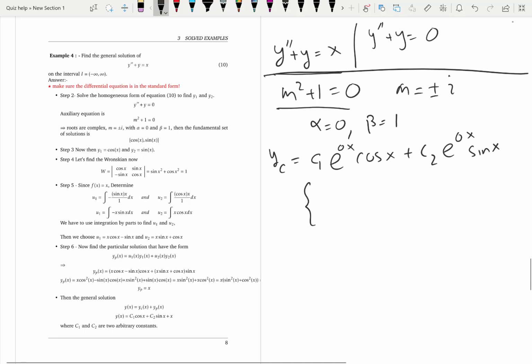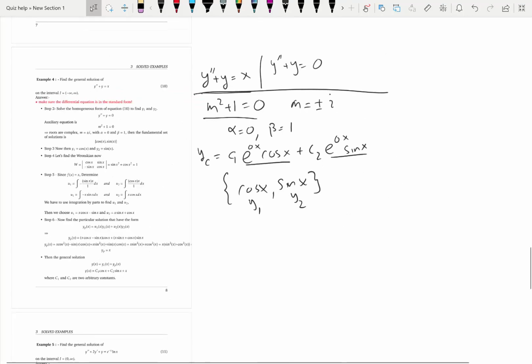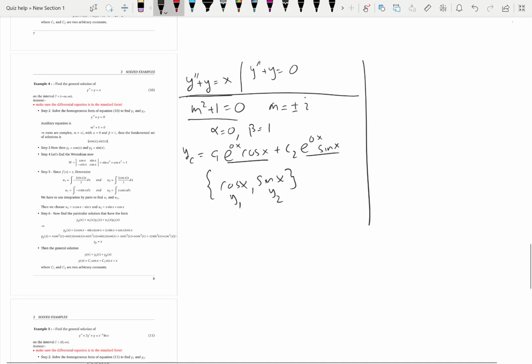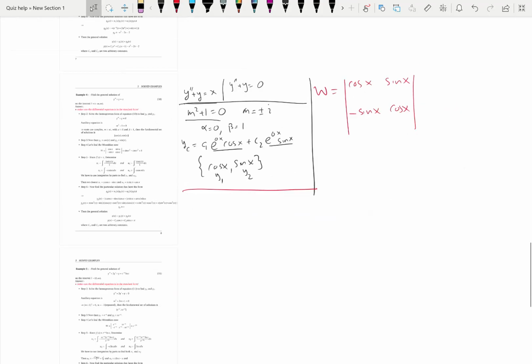So the fundamental set of solutions is, since e to the 0x is 1, cosine x and sine x. This is the fundamental set of solutions. This is y1, this is y2. Next, since we now know y1 and y2, we can find the Wronskian. So W is cosine x, sine x, the derivatives of cosine is negative sine, and the derivative of sine is cosine. We have to find the determinant here.